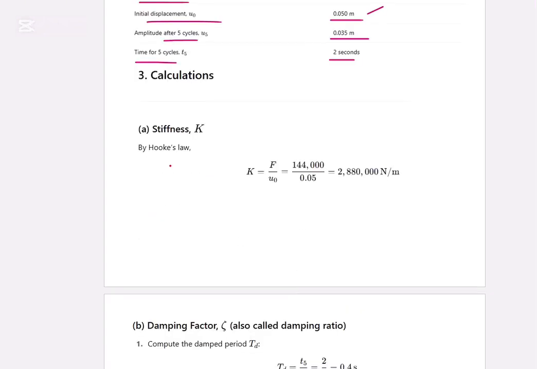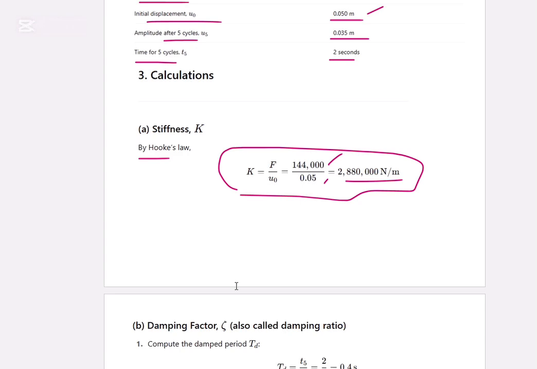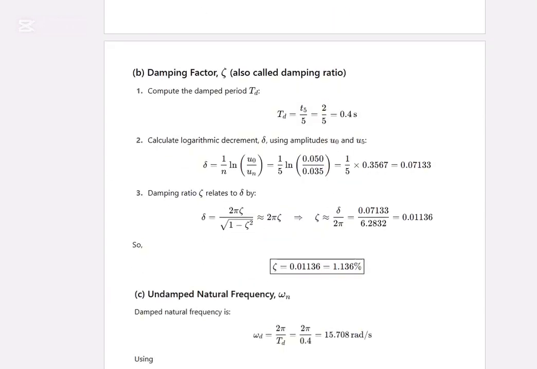So we know how to calculate the stiffness. By Hooke's law, we know stiffness is force by displacement. This is the force and this is the displacement. So stiffness is known. Now the damping factor: we can calculate the damped period. T5 is 2 seconds for 5 cycles, so per cycle is 0.4 second.